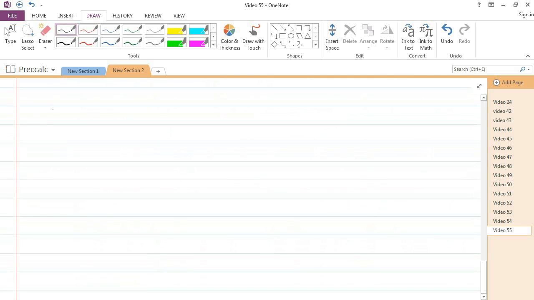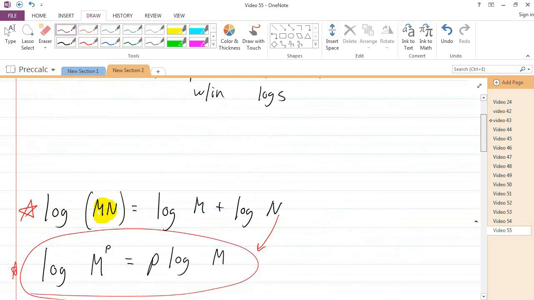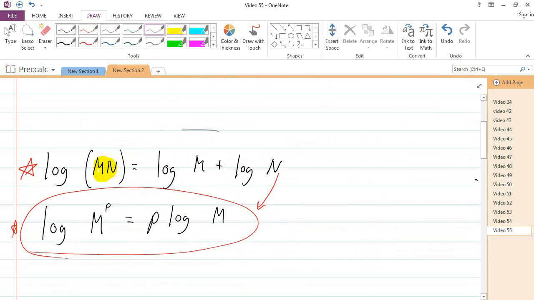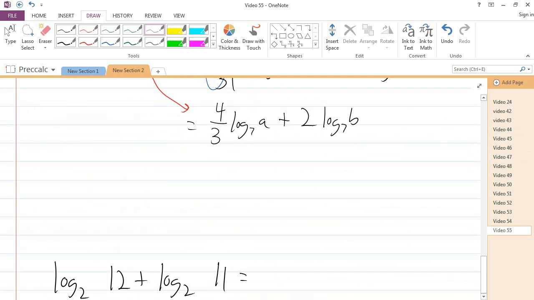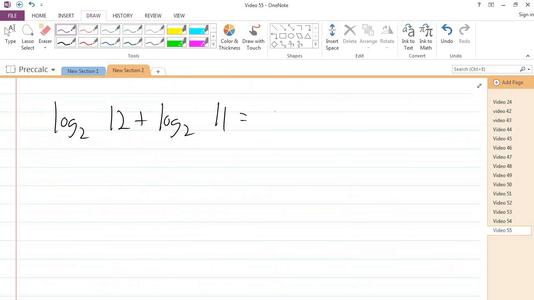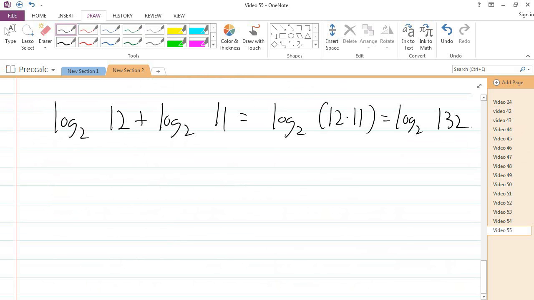I can take a lot of little logs and combine them because this is one log plus another log. I can work this property backwards and do it as a single log of 12 times 11. And 12 times 11, I believe, is 132. Check my work on that, but I believe I'm right.